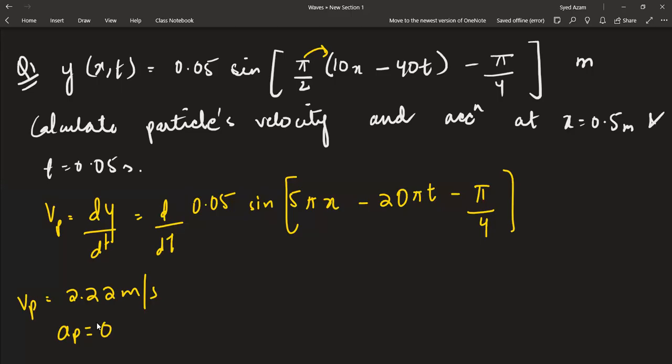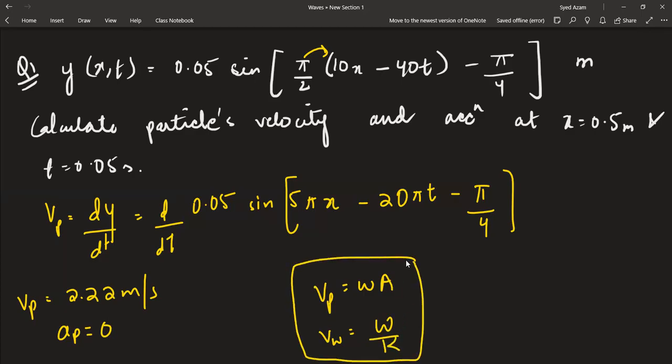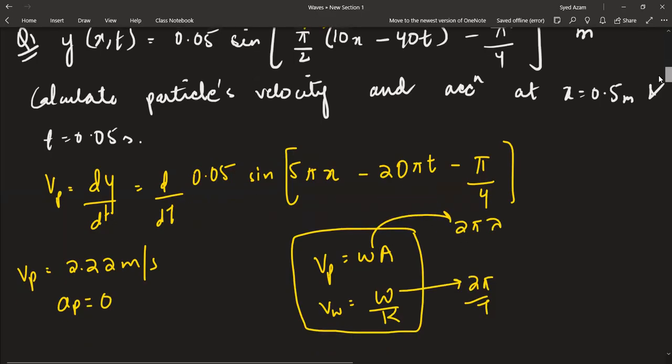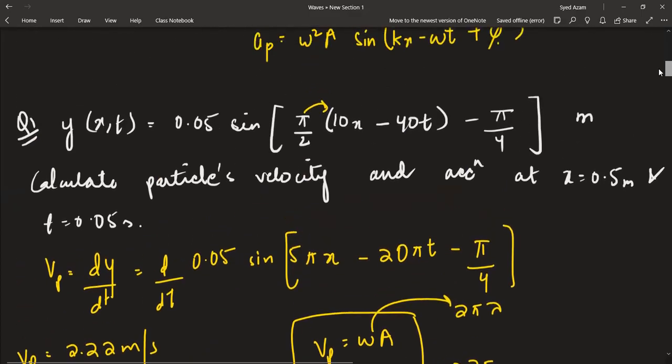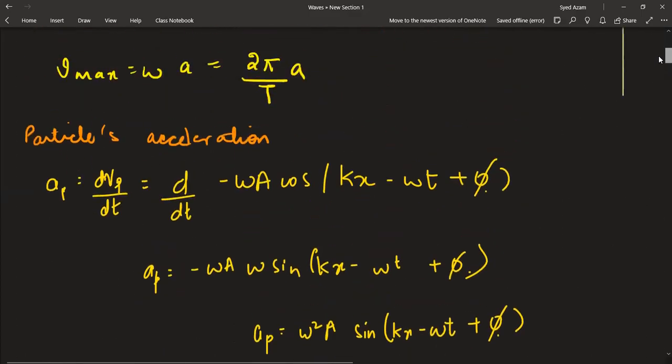It's a constant term. When you differentiate it, you will get 0. That's it. Class, just remember one thing. When we are talking about the particle's velocity, it is omega A. When we are talking about the wave velocity, it is omega by k. Be very clear with these two differentiating values. Further, we can write omega as 2 pi by T, and this as 2 pi mu. Is it clear to all of you now?